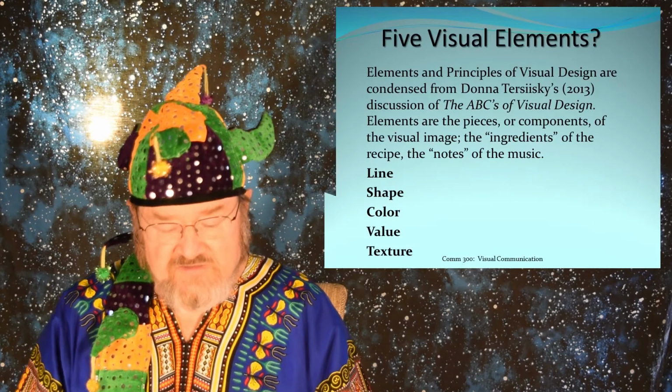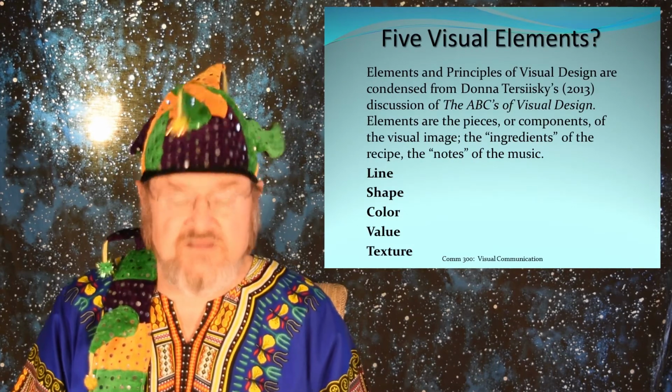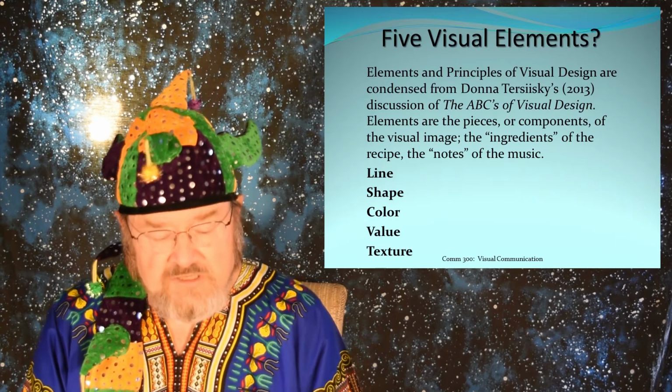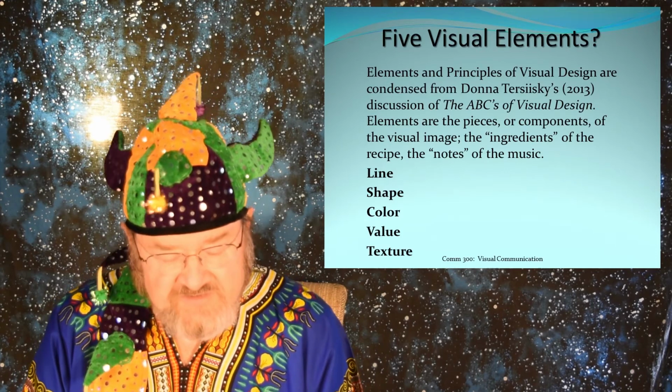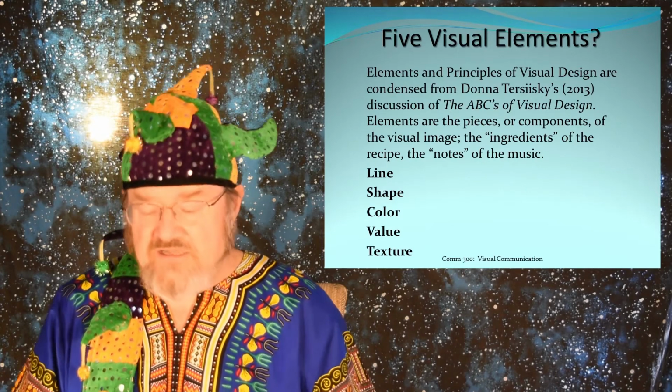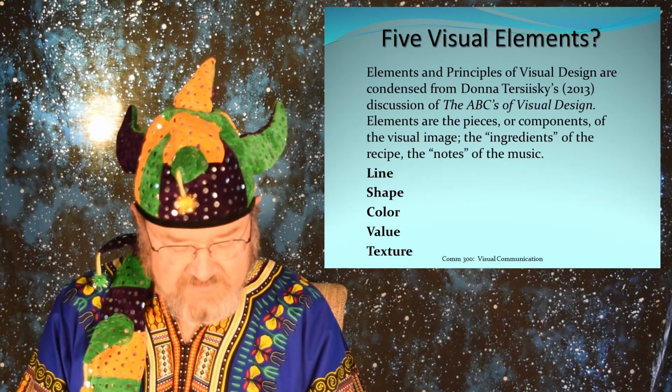So we're going to look at elements and principles. We're going to start with the basic elements. Think of these as the ingredients of the recipe, or the notes of the music, if you will. We're drawing these from Tursky's discussion of the ABCs of visual design. Let's talk first about lines.